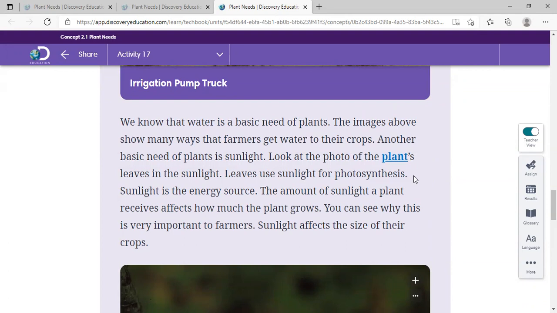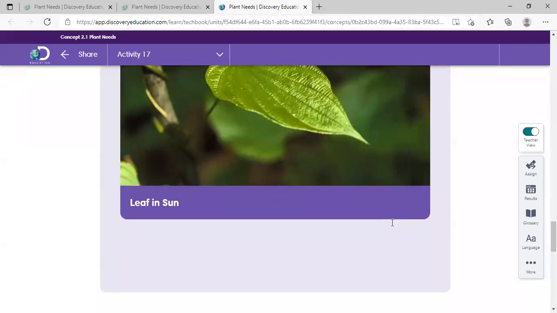The amount of sunlight a plant receives affects how much the plant grows. Do you remember this experiment that was illustrated before? The boy was growing a plant in the light and a plant in the dark. Do you remember the difference in the growth of the two plants? So it depends on the amount of sunlight. You can see why this is very important to farmers. Sunlight affects the size of their crops.